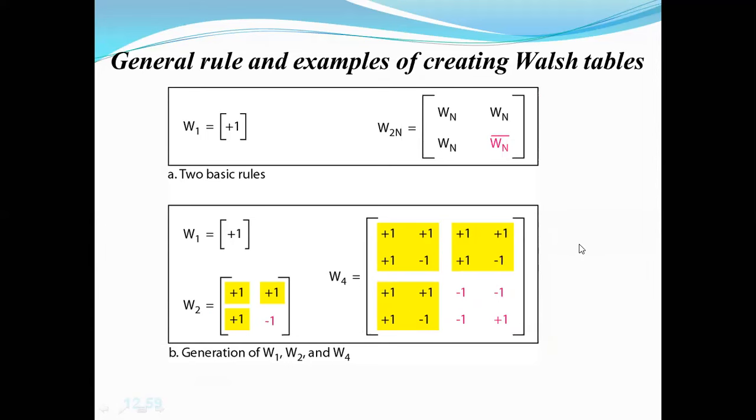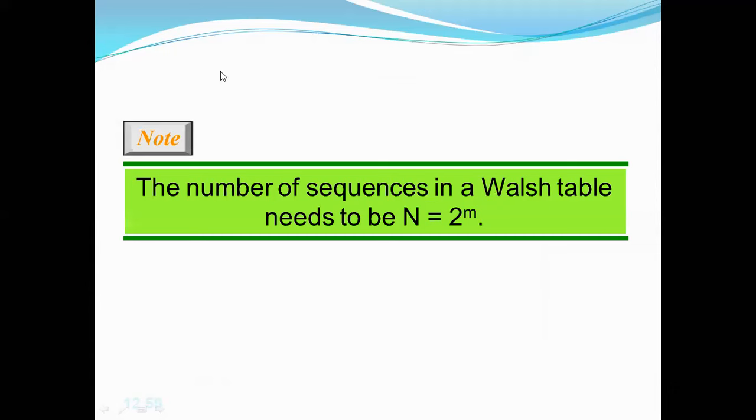So the number of sequences in a Walsh table needs to be N equal to 2 to the power of M. N is nothing but the number of stations. This is the formula to be used here.